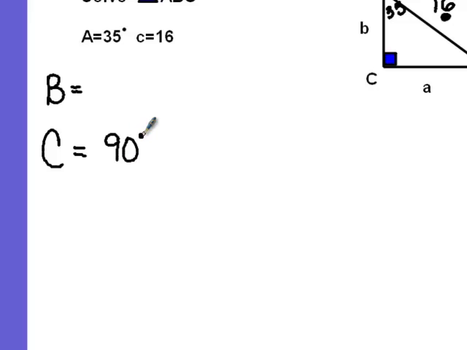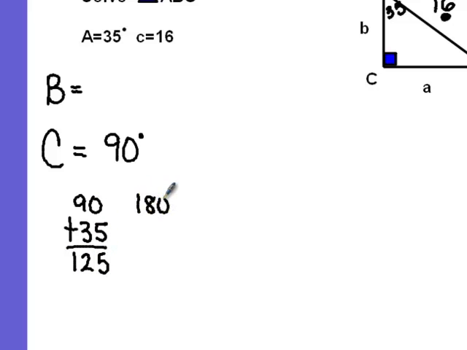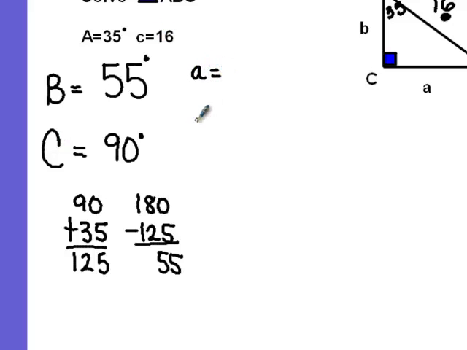And to find the missing angle, remember that the angles inside a triangle add up to 180. So we have 90 plus 35, which is 125. If we take 180 and subtract that 125, that'll give us the leftover angle, which is 55. Okay, so already we have A, B, C done. Now we're given C, so we need the sides little a and little b.